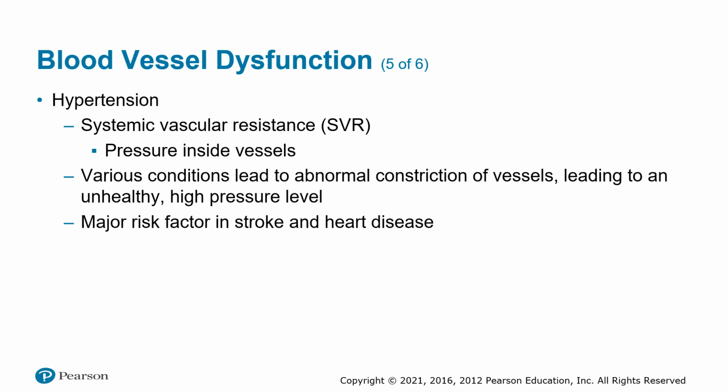Hypertension. So in blood pressure and the vessel pressure, we have this thing called systemic vascular resistance, and this is the pressure inside the vessels. Various conditions can lead to abnormal constriction of the vessels, leading to unhealthy and high pressure levels.